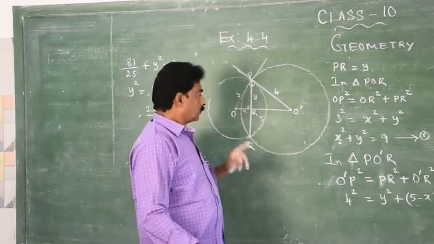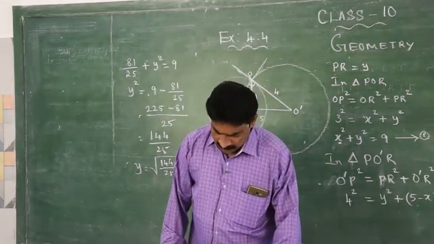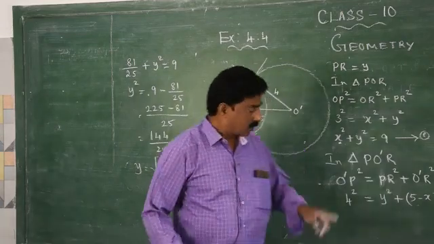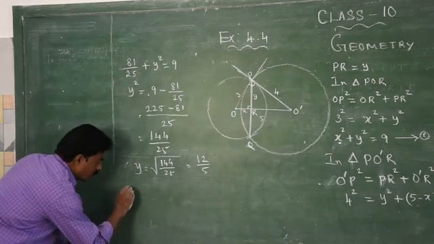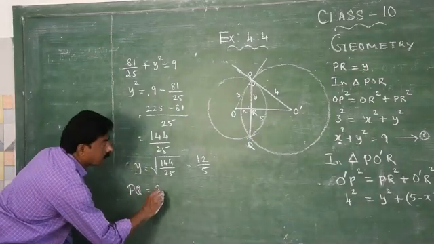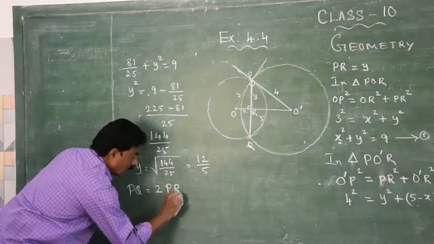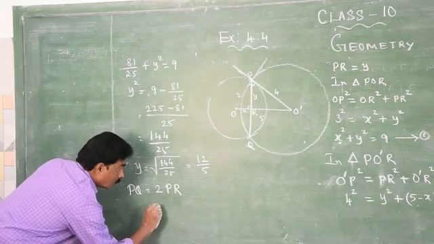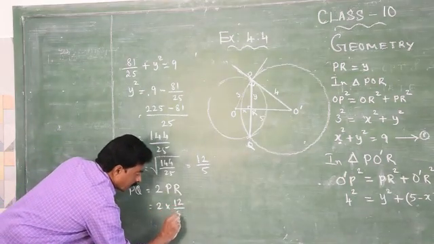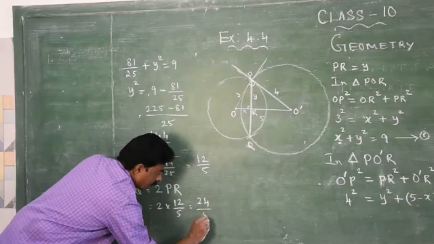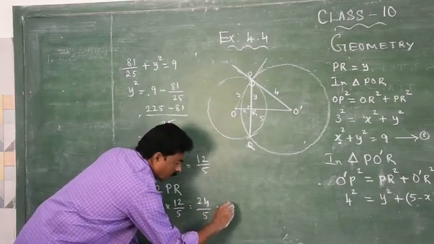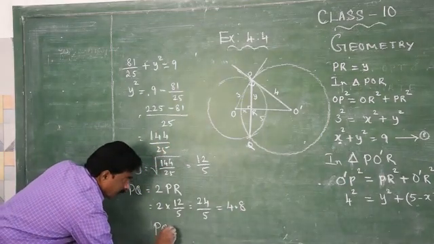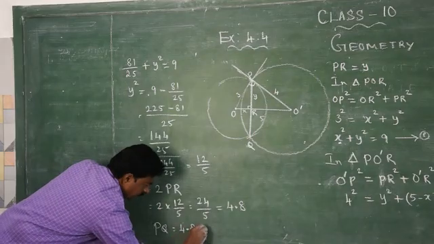Now what is the question? You have to find the length of PQ, the common tangent. So what is PQ? PQ is twice PR. Y is PR, we assumed PR as y. That is 2 into 12 by 5, that is 24 by 5. And when you divide, you will get 4.8. Therefore PQ is equal to 4.8 centimeter.